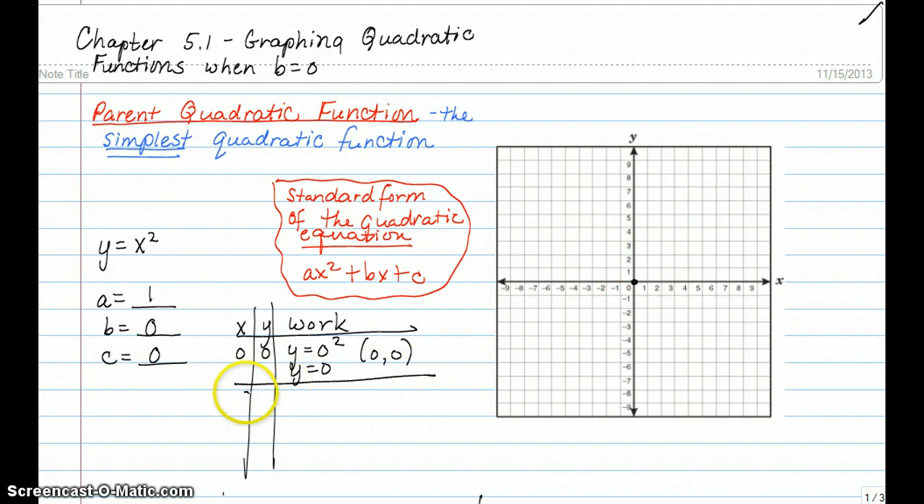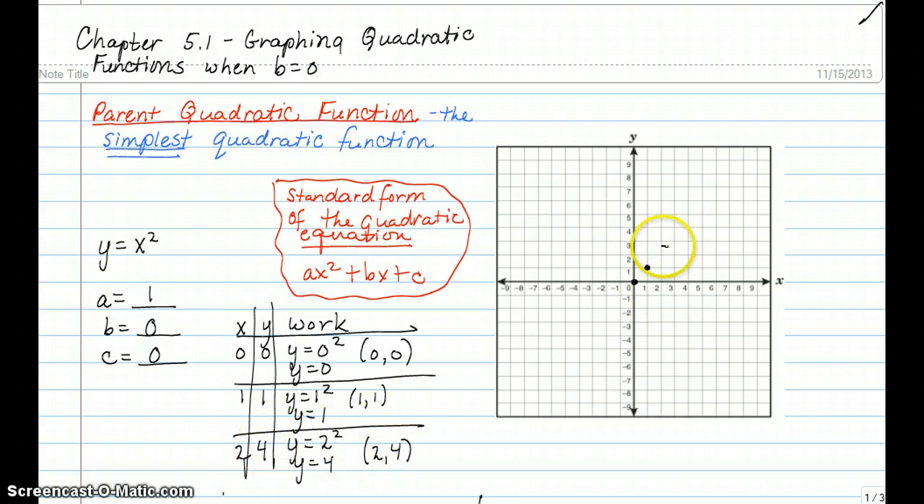Now we'll put in 1. So y equals 1 squared, and that's going to be 1. So the ordered pair is 1, 1. And then we'll go ahead and put in 2, because we're just going to the right of this vertex. We know that that's the vertex. And it's going to be y equals, substitute the x with 2 squared. So y equals 4. And so the ordered pair is 2, 4.